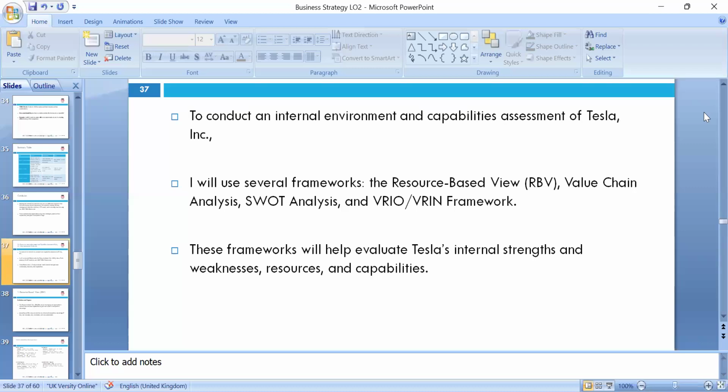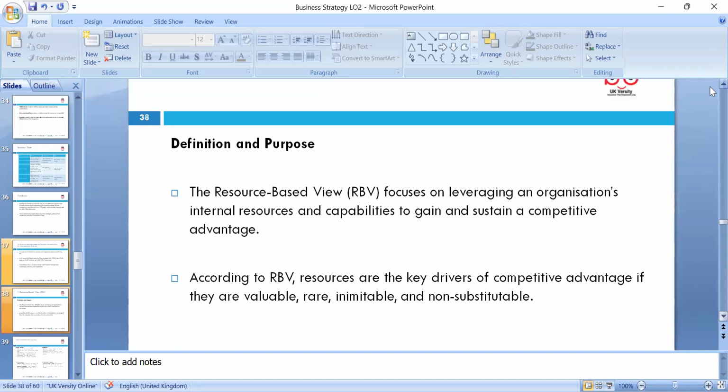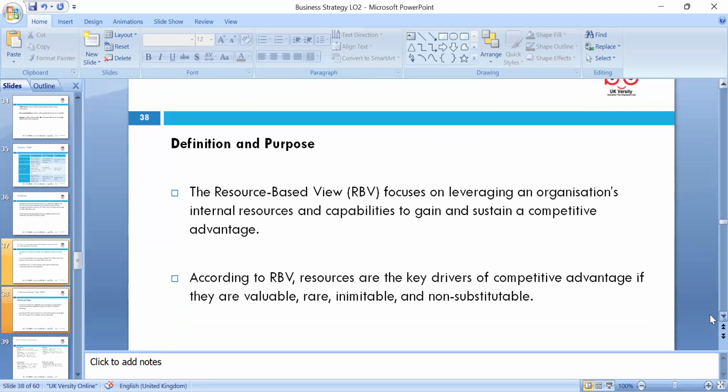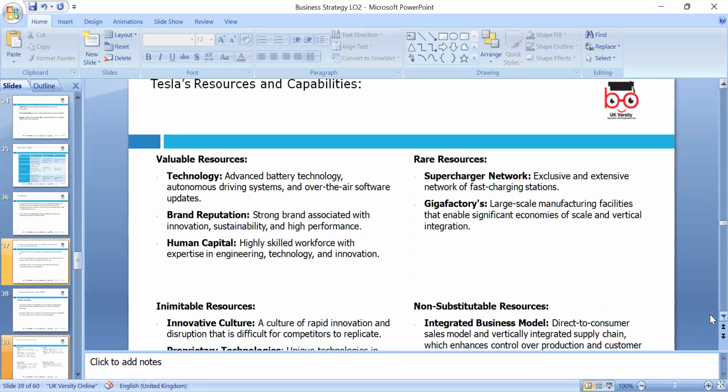Okay, so these are all the models: resource-based view, SWOT, VRIO can be used. As we mentioned, resource-based view is very popular. We can look at how resources are effectively used to achieve competitive advantage. Tesla is one of the companies using it, which we said earlier. So quickly, the resource-based view model, which we just said earlier.